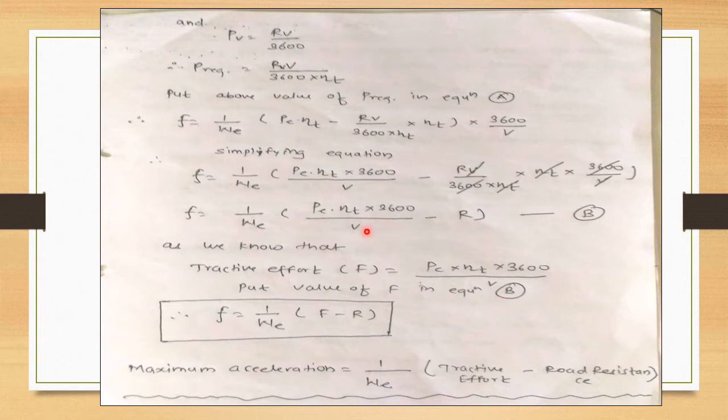So put the value of F in equation B. Acceleration is equal to 1 upon effective weight into bracket F minus R. This value is useful for solving the numericals. Maximum acceleration is equal to 1 upon effective weight, meaning the reciprocal of effective weight, into tractive effort minus road resistance. So this is important. This calculation formula is very important for us. A short note may be asked on this road performance, that is acceleration.